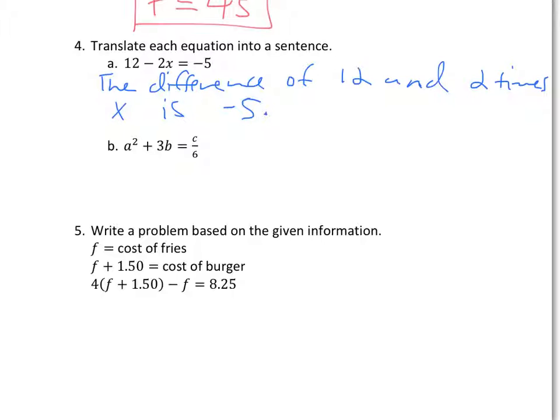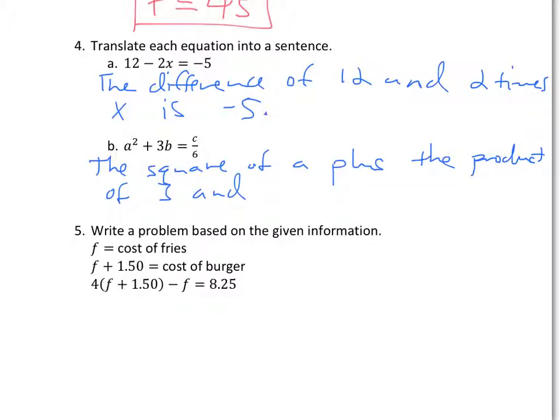And b, we've got the square of a plus, let's say plus, the product, and product means times, of 3 and b is c divided by 6.